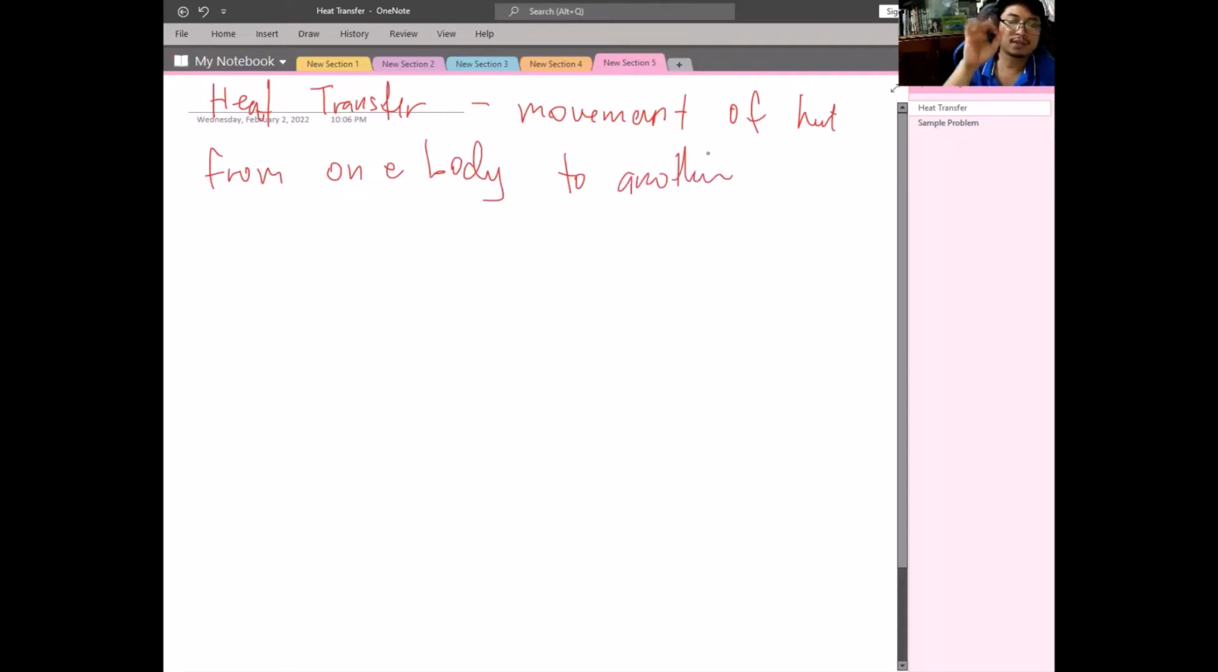So, we have 3 modes of heat transfer. So, first mode is the conduction. Conduction is heat transfer from body to body.